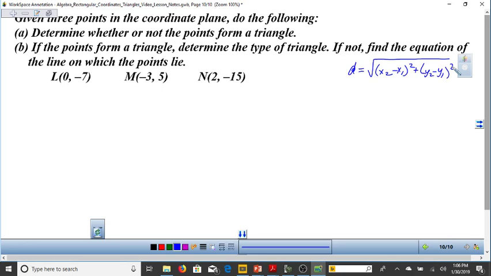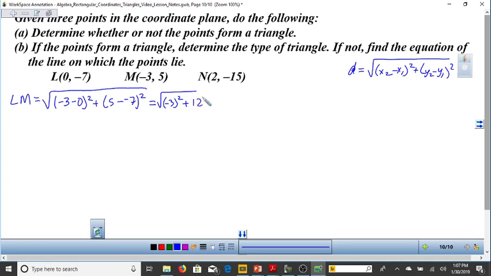LM is equal to the square root of, I'm going to choose M as the second point, -3 minus 0 squared plus 5 minus -7 squared. And -3 minus 0 is -3, so that's 9 when we square it. And 5 minus -7 is 12. So we're dealing with 9 plus 144. 9 plus 144 is 153, which, if you think about it, is 3 square root 17.